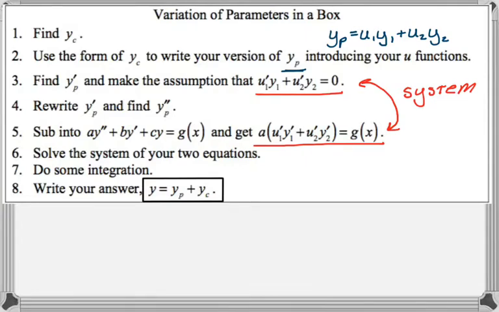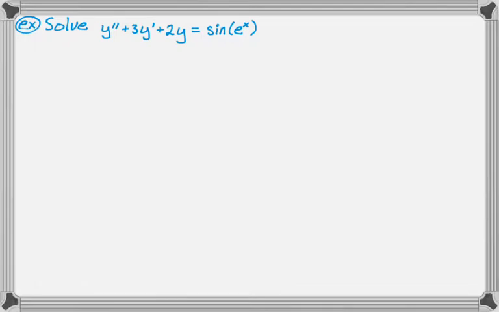So here's our example. We want to solve y double prime plus 3y prime plus 2y is equal to sine of e to the x. Sine of e to the x is kind of a weird function to have for g of x, so we're going to use variation of parameters and see what we can get. First we want to solve the homogeneous equation, so we end up with a complementary equation, where we just turn g of x into 0.